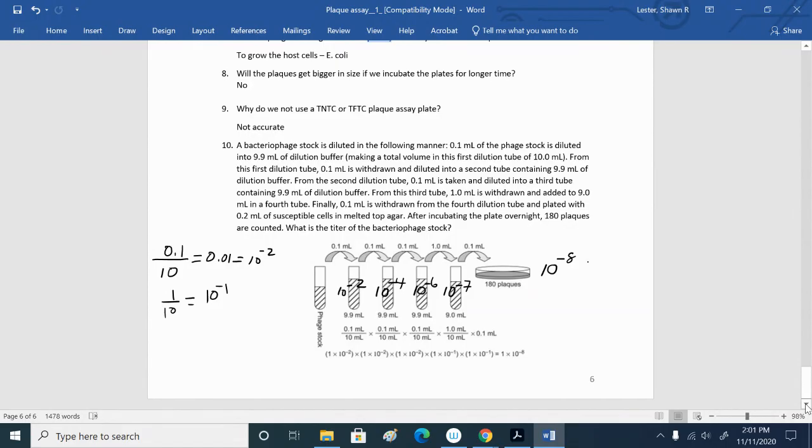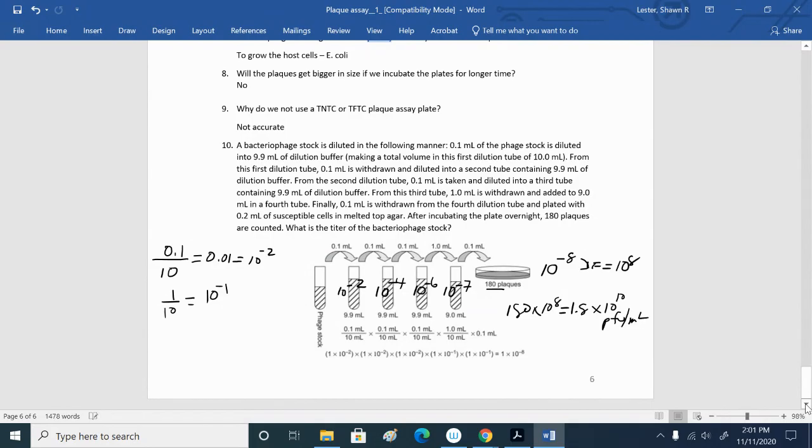But the number we want is the dilution factor, right? And what is that? +8. And so we know there's 180 plaques on that plate, right? 180 times 10 to the 8. We have to put this in proper notation. And so what would it be? 1.80 times 10 to the 10th PFU.